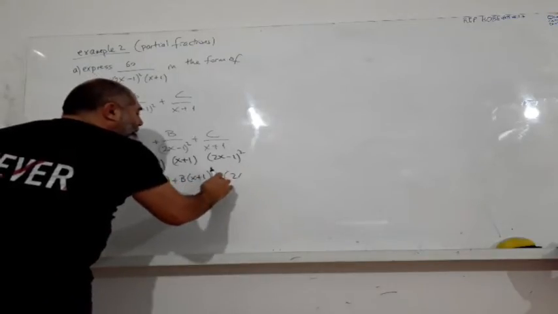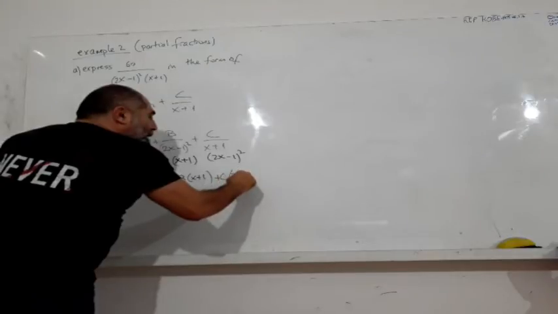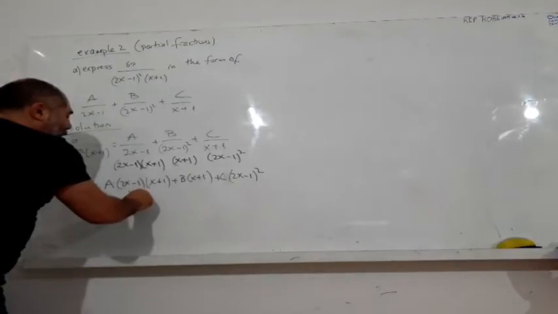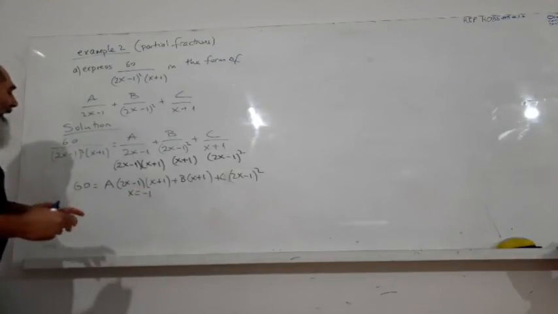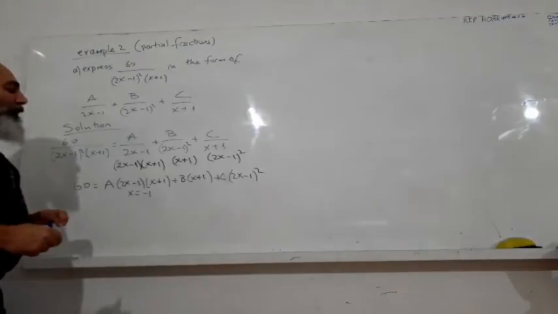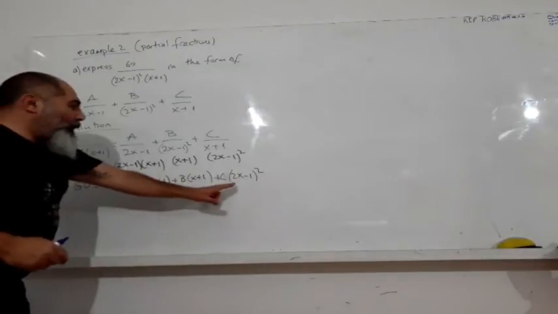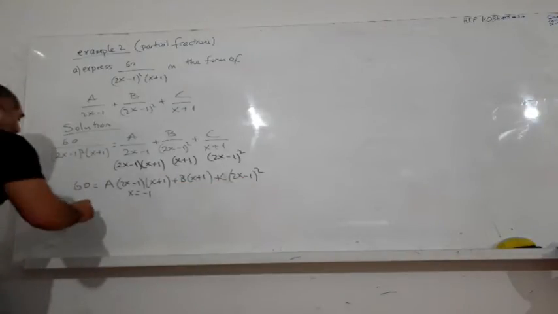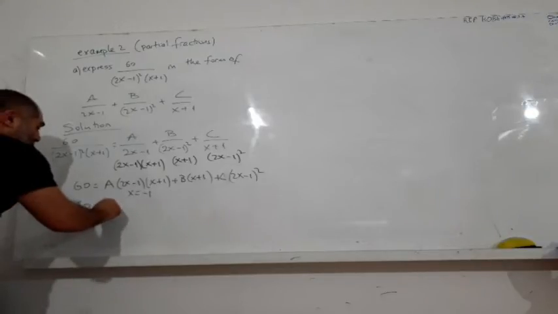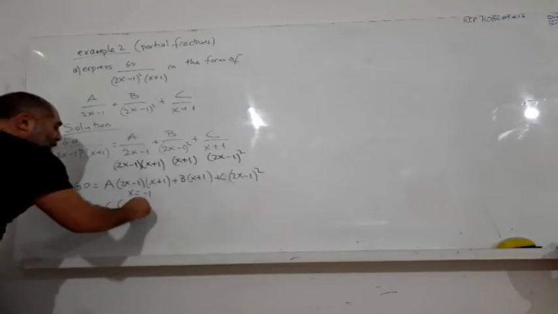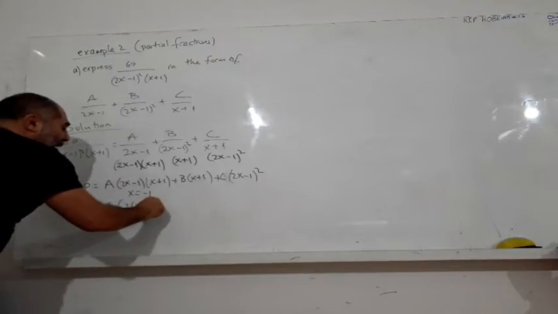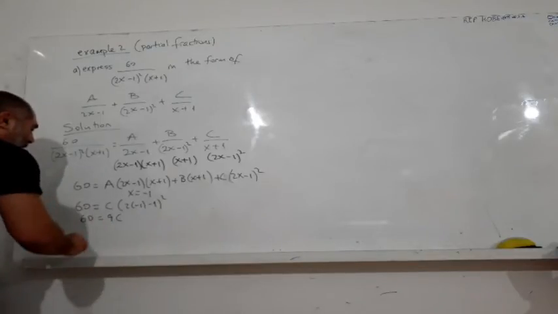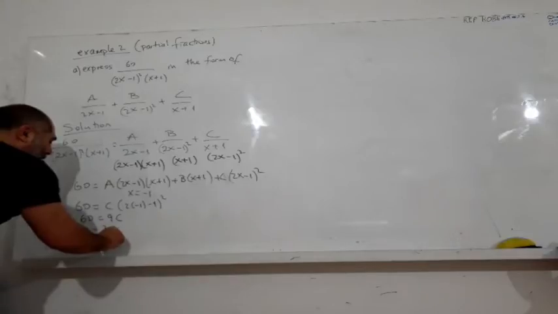Say that x is equal to negative 1. When x is equal to negative 1, that one and that one are going to cancel, so we are left with that one only. So 60 is equal to c times (2 times minus 1 minus 1) squared. So 60 is equal to 9c, and c is equal to 20 over 3. And let's carry on.